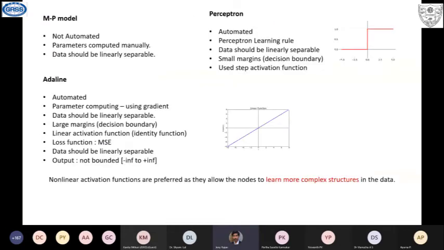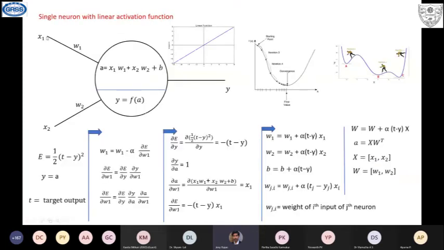However, since we are using a linear activation function, here an identity function, this model also works only if the data is linearly separable. If the data is not linearly separable, then this model will not work. Even if you create a neural network with this linear neuron, the output will still be linear, because a combination of linear functions will again be a linear function.